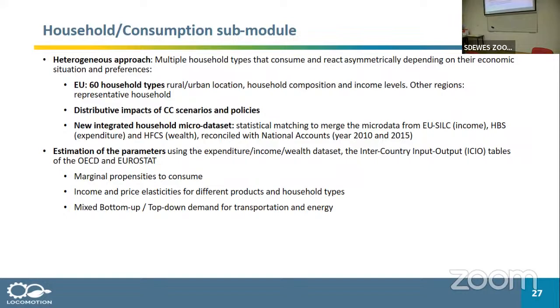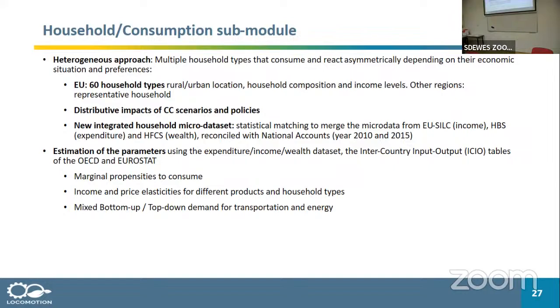And what Manuel has been doing is using statistical matching techniques to merge the household budget survey that covers for the European Union the data at the household level for expenditure in different categories of commodities. We have data from EU SILC for income and the household financial and consumption survey from the European Central Bank for wealth. So for each household, we have information on expenditure in different commodities. Not at the 60 household level, but at the household level, I think that we had almost 200,000 households. 200,000 households are representative of the member states of the European Union.